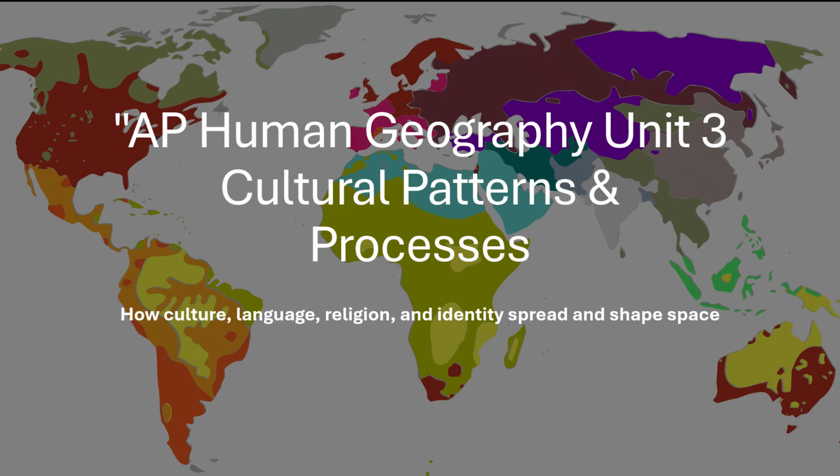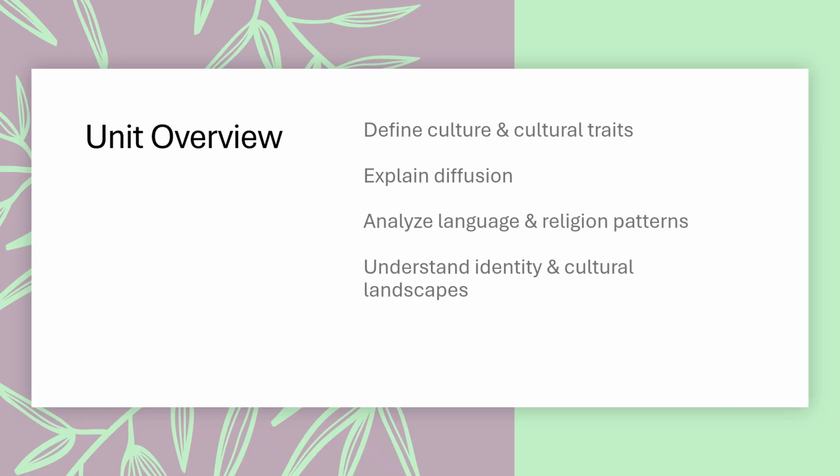This is Mrs. Jacoby, and welcome to AP Human Geography Unit 3 Review, Cultural Patterns and Processes. We're going to be looking at how culture, language, religion, and identity spread and shape space. Our unit overview includes defining culture and cultural traits, explaining diffusion, analyzing language and religion patterns, understanding identity and cultural landscapes.